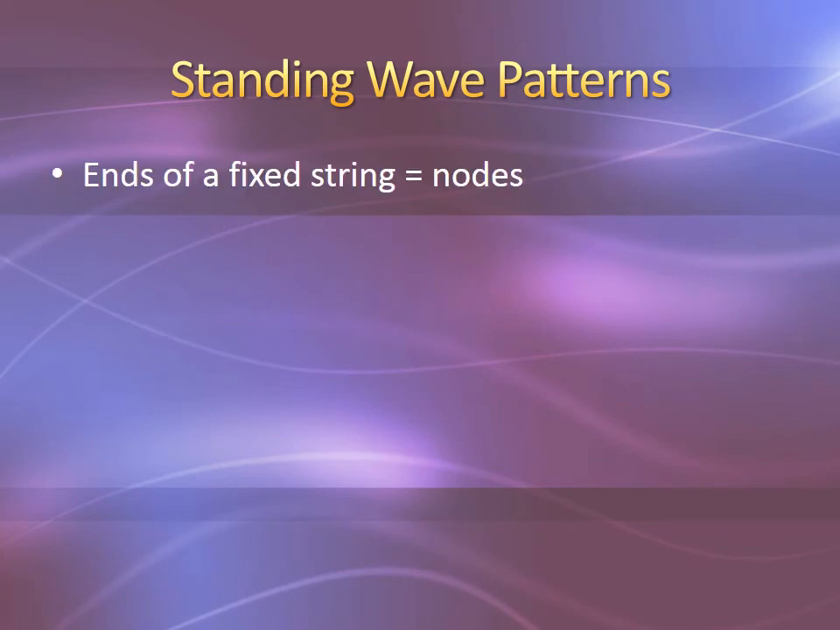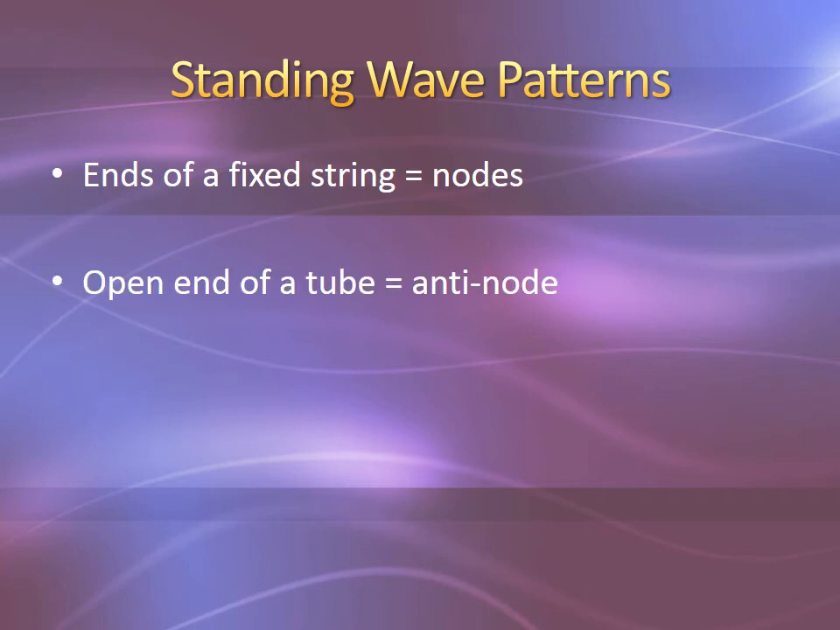The ends of a fixed string must be nodes. The open end of a tube is always an antinode, and the closed end of a tube is always a node. And don't forget then that the harmonic number is the number of half wavelengths in that pattern.